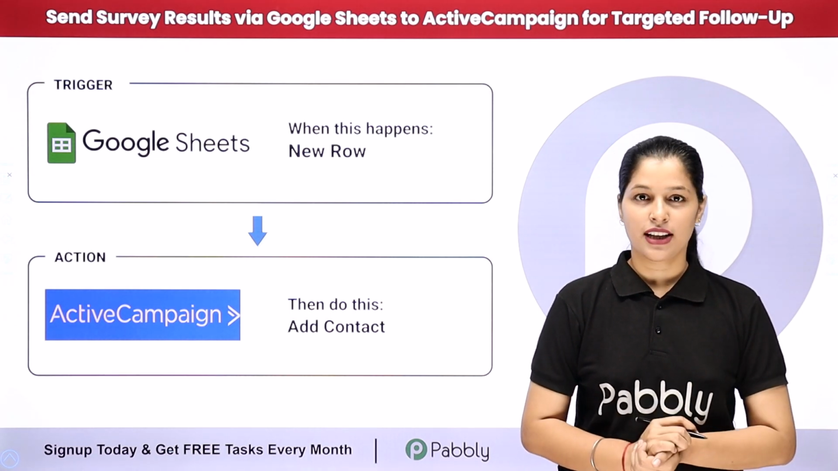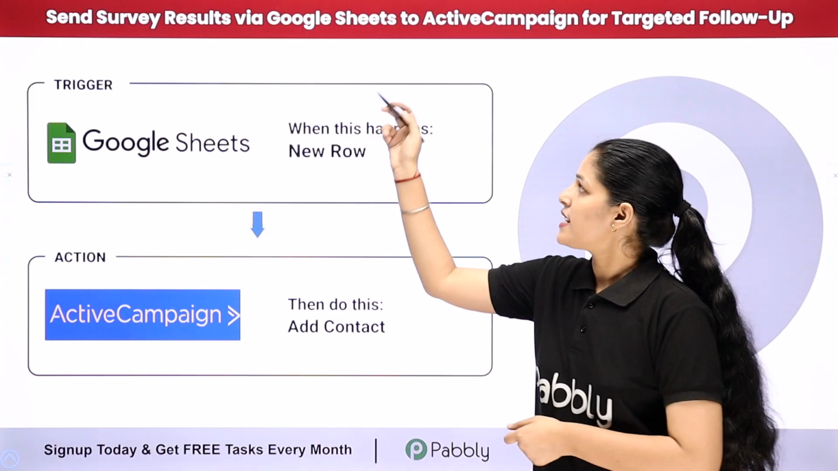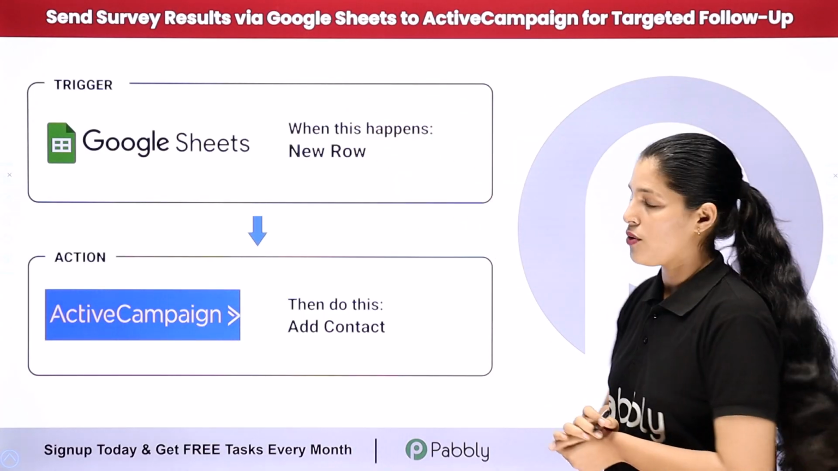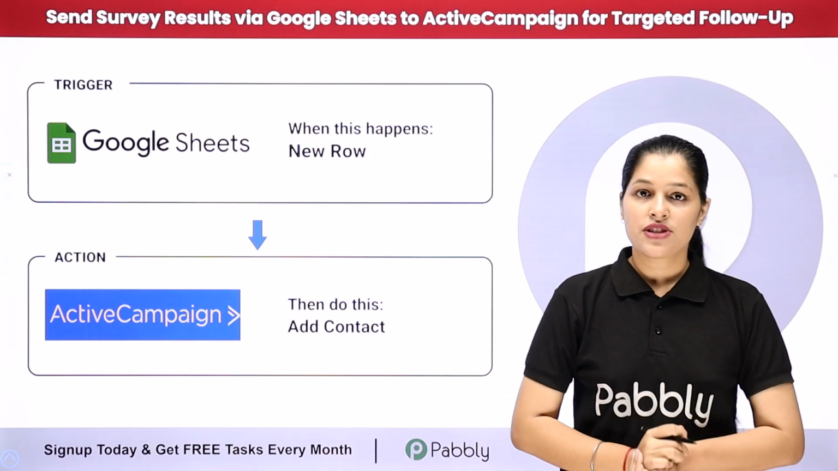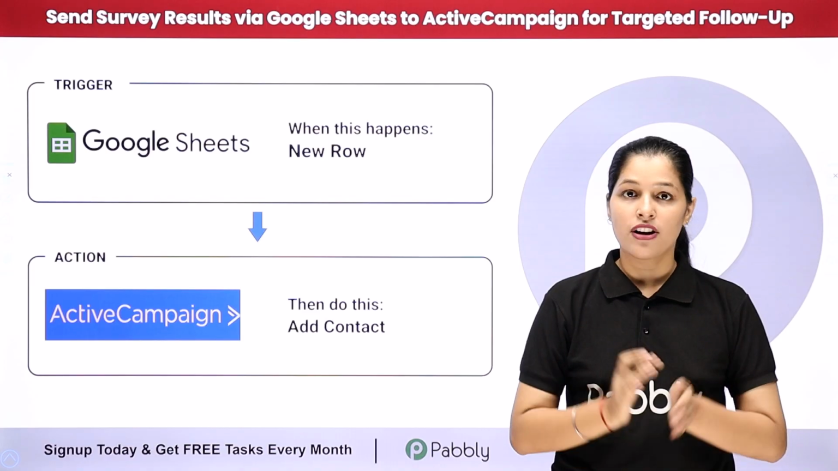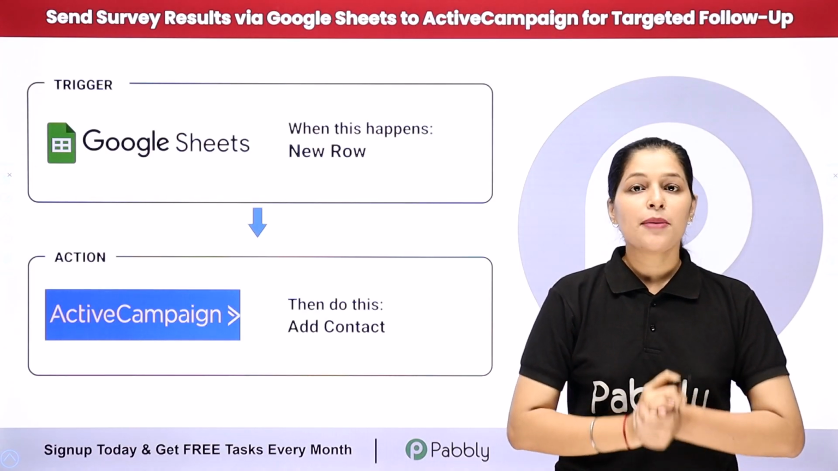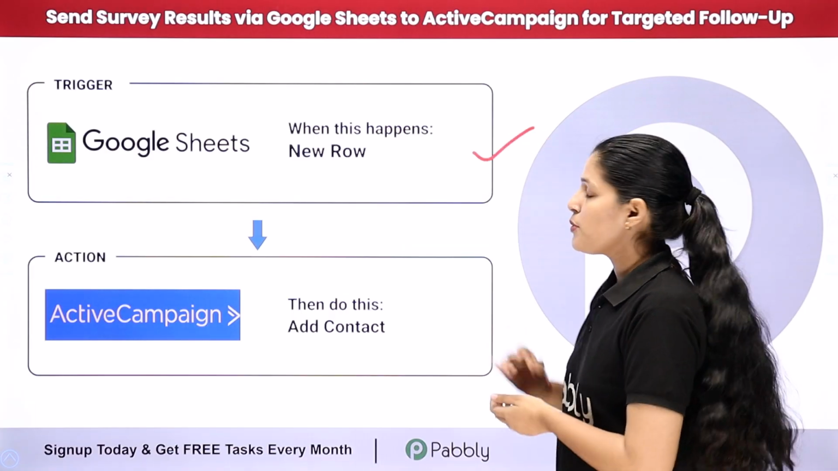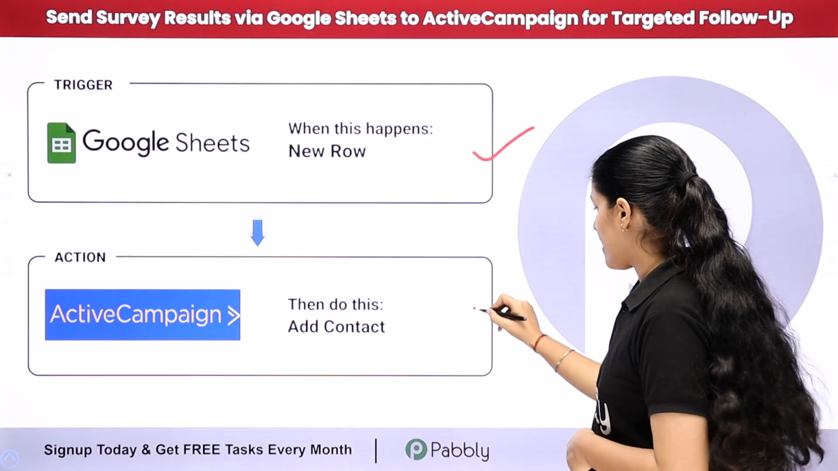So in this video we are going to learn how to send survey results from Google Sheet to ActiveCampaign for targeted follow-up. Now let's say I use Google Sheet to track leads and want to create a contact over ActiveCampaign for that particular lead. So here my objective is, as soon as I receive a new lead over the Google Sheet, I am going to create a contact over the ActiveCampaign.